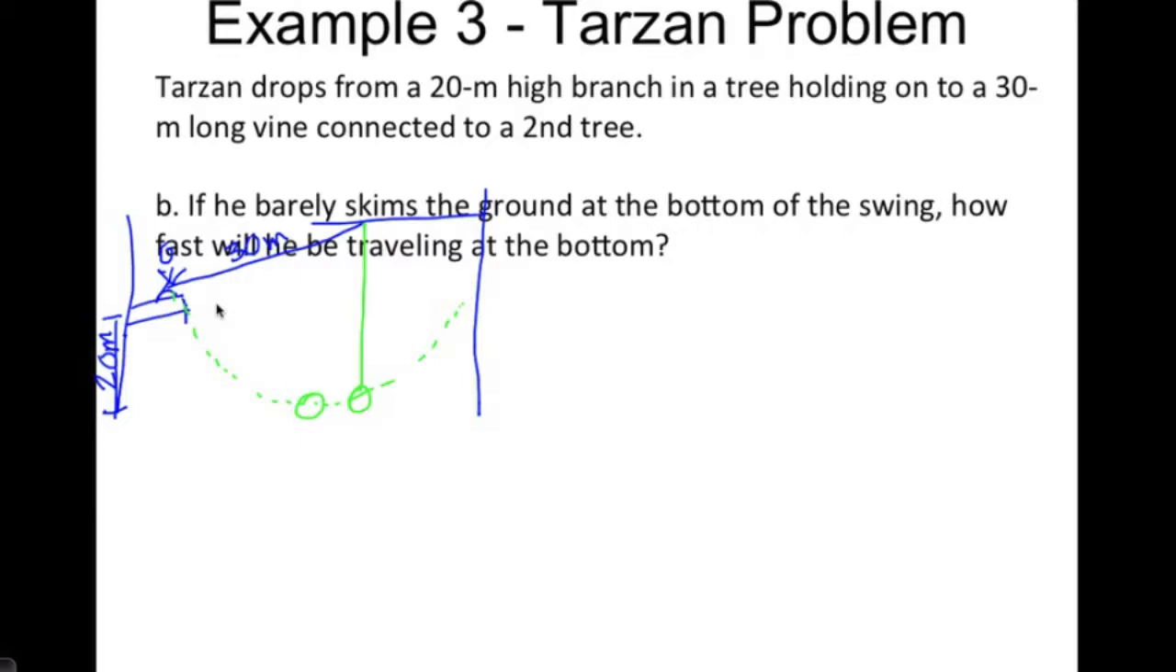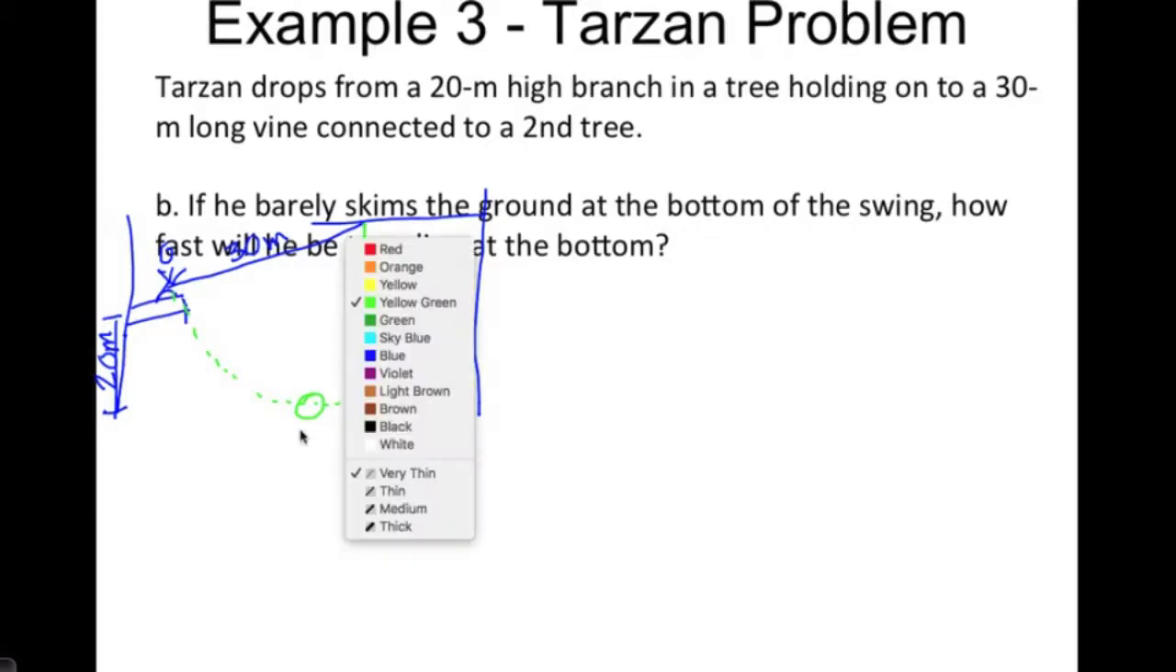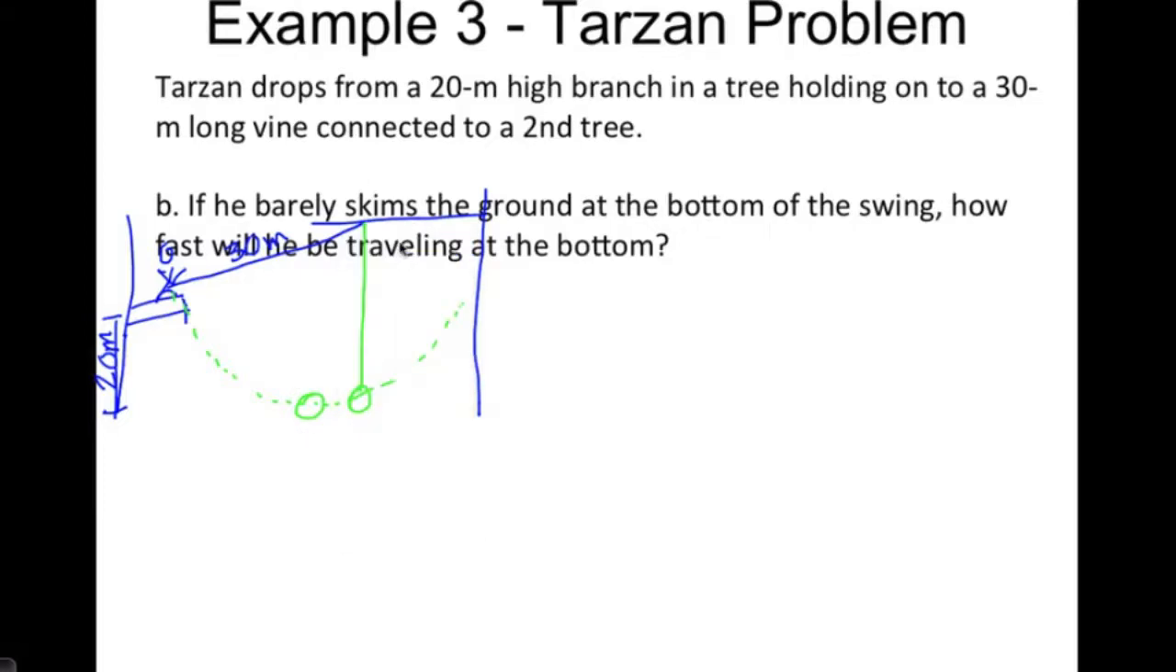So let's think about what kind of energy Tarzan has at each of these points. Well, initially, Tarzan is a certain height above the ground, not moving, so he has gravitational potential energy. At the bottom, right when he barely skims the ground, that means he's not a height above the ground at all, he has zero potential energy, and he's moving, so he has only kinetic energy. We're looking for this velocity. So let's set up an equation.